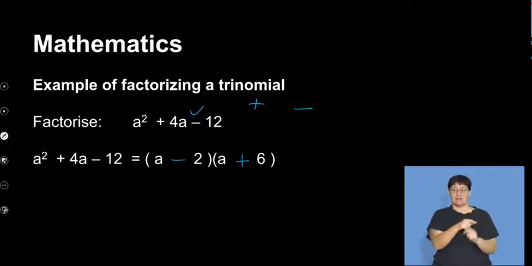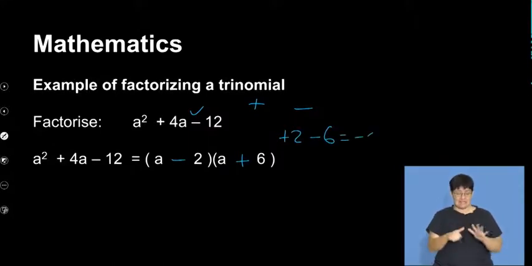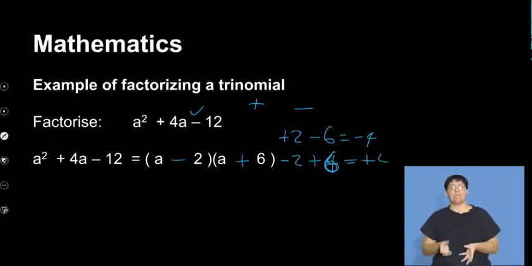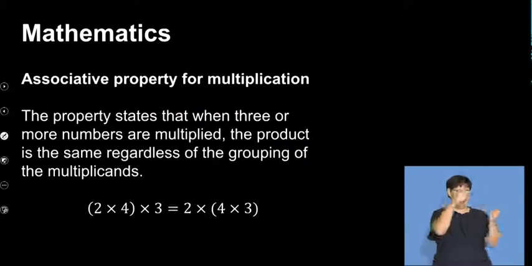Why is that the case? It's because I want that when you add and subtract them, you must get a positive 4. So if it became plus 2 minus 6, this would give me negative 4, you see. So it is not what I want. What I actually want is minus 2 plus 6, which will definitely give me a positive 4.